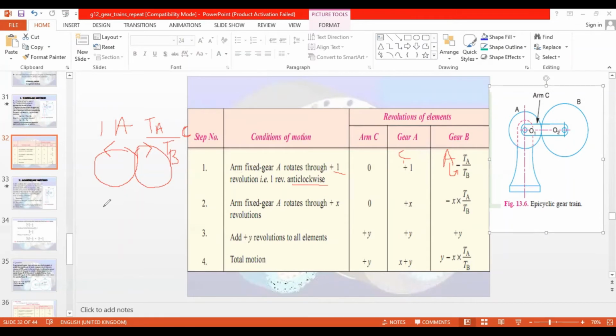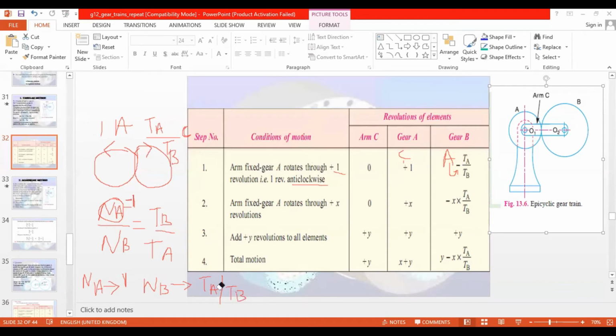Based on our equation, I will have NA upon NB is equal to TB upon TA. And if NA is equal to 1, fixed gear A rotates at 1 revolution, so 1 upon NB is equal to TB upon TA. NB is equal to TA upon TB. So when NA makes 1 revolution, NB is making TA upon TB.